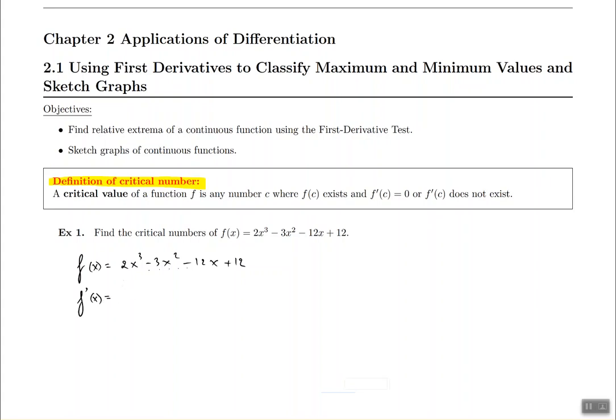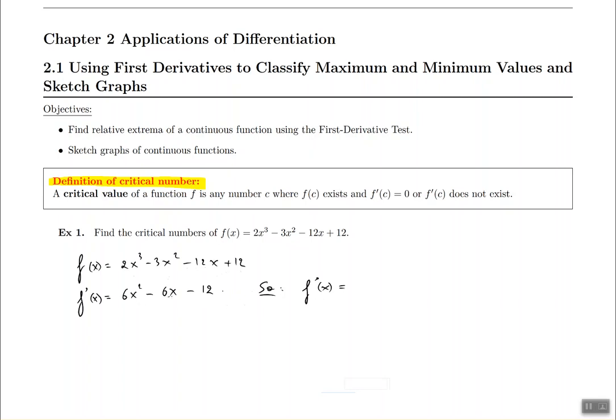Using the power rule, we can differentiate this expression a few times. So the first one, derivative of 2x cubed, is going to be 6x squared. Derivative of 3x squared is going to be 6x. And then derivative of 12x is going to be 12. Then finally, the derivative of 12 is going to be 0. So once I have the derivative, I'm going to try to factor it. So let's see, if I factor this derivative, what would I get?